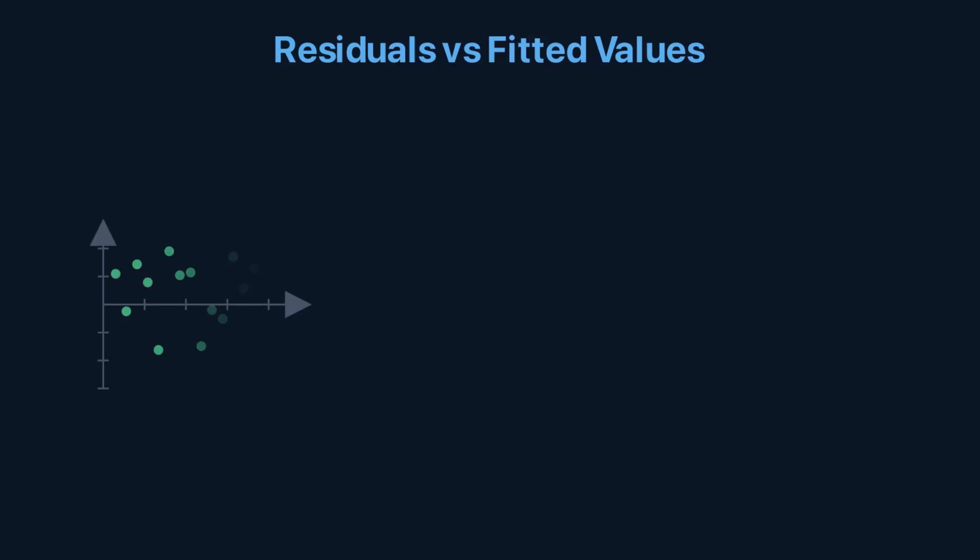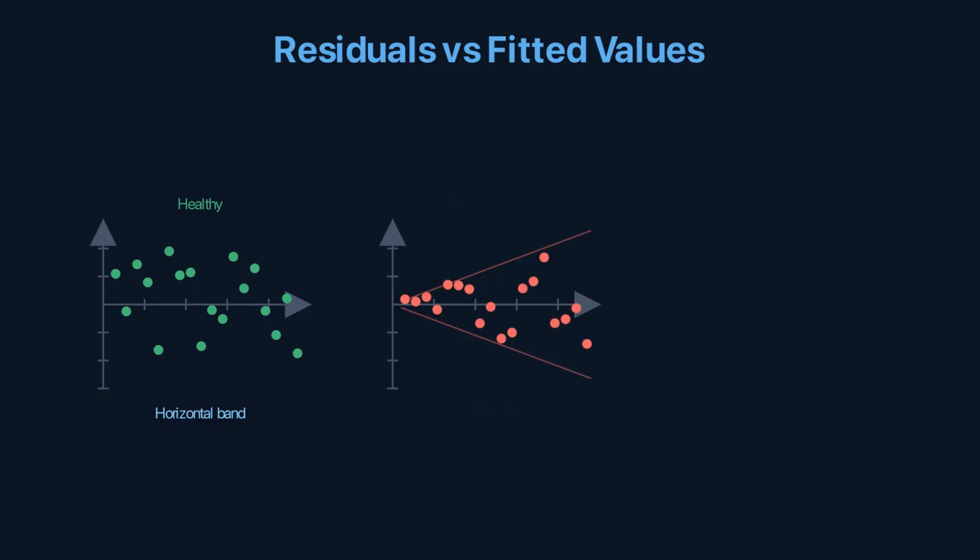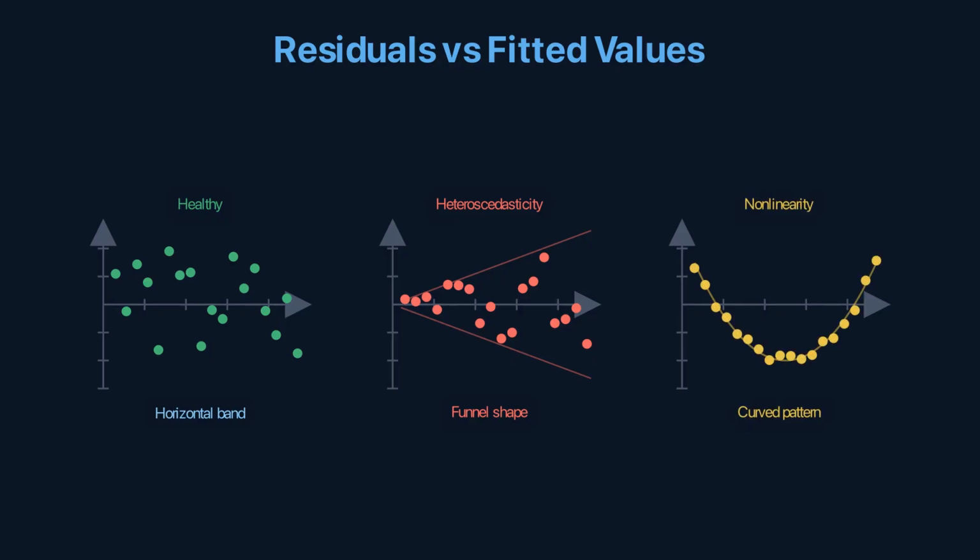Plot residuals on the y-axis against fitted values on the x-axis. A healthy model shows a random horizontal band centered at zero. A funnel shape, residuals spreading out as fitted values increase, means heteroscedasticity, the variance of the errors isn't constant. A curved pattern means the relationship is nonlinear and you fitted a straight line. These are the most common diseases, and this one plot catches both.